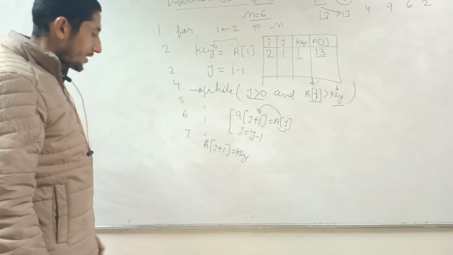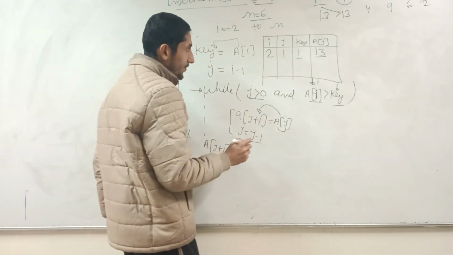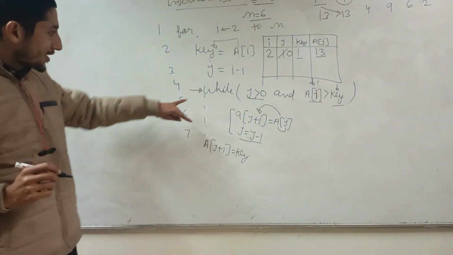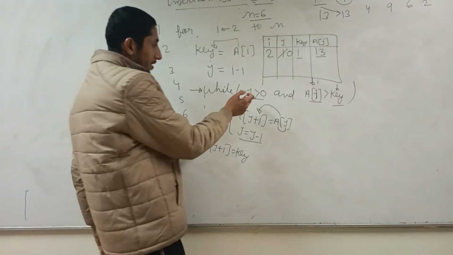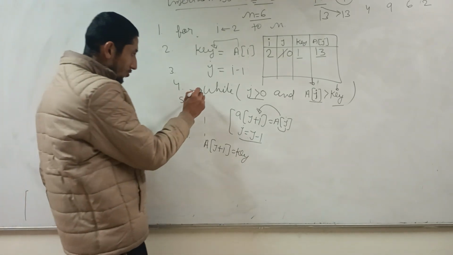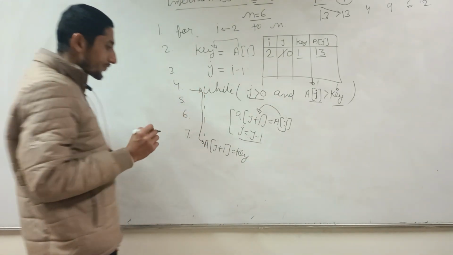Okay, then write this statement: j equals j minus 1. So the value of j becomes 0. Okay, so you are still in the while loop. Again, is 0 greater than 0? The condition becomes false. So you skip the statements of the while loop and you come here like this.